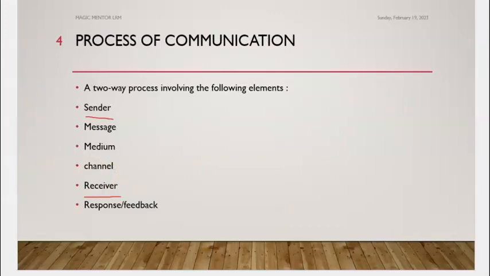Moving on to the next part, the process of communication. It is basically a two-way process that involves certain elements. The major two elements are the sender and the receiver. The sender is the one who sends the message through a medium and a channel. The receiver is the one who receives the message and then gives back a response or a feedback to the sender. So when the receiver gives back response to the sender, the receiver here becomes sender and the sender here becomes receiver. Therefore, it's a two-way process.